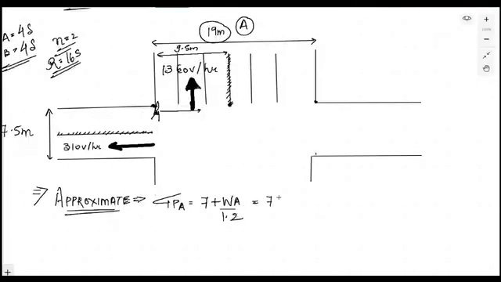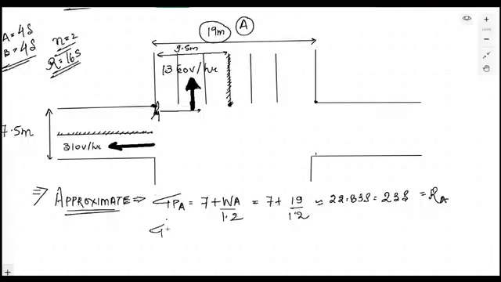So this will be 7 plus WA, where WA is 19, divided by 1.2. So you have to just calculate this value. You can round off the exact value. This will be 22.83 seconds, and you will round it off to 23 seconds. Similarly, this will be equal to the red time on road A.